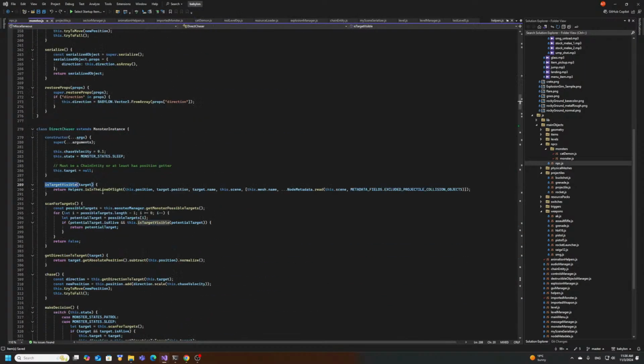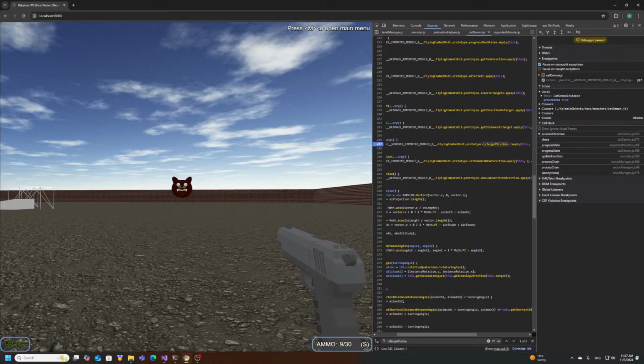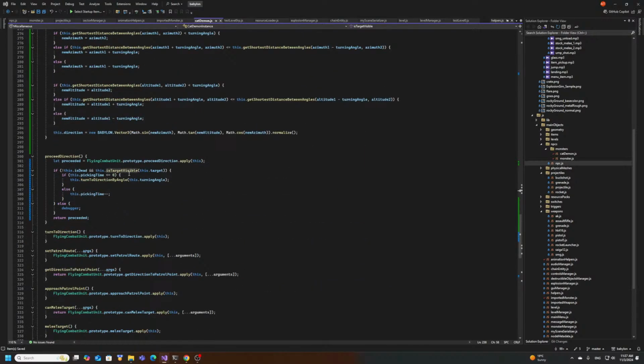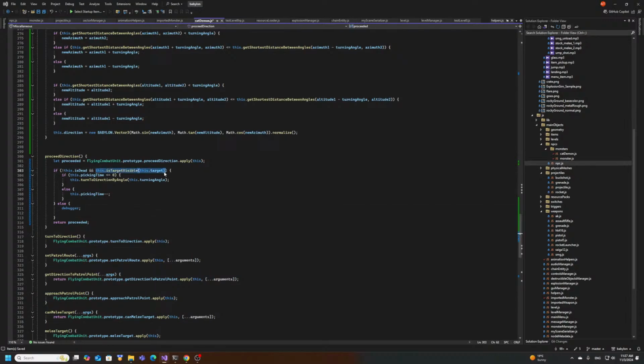Okay, is target visible? Is line of sight? This position, target position, target name, and so on. Okay, let's debug this. There's definitely something wrong. Else debugger and okay.